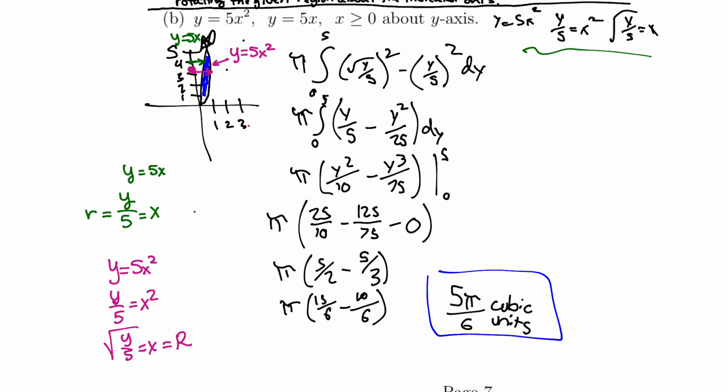Ben, ask away. Why is it square root y? So first of all, do you see that the outer radius is defined by the x squared curve? Yeah. And so if I want to solve for x, good, you got it. Okay, good. Next question. Question? Everybody good?